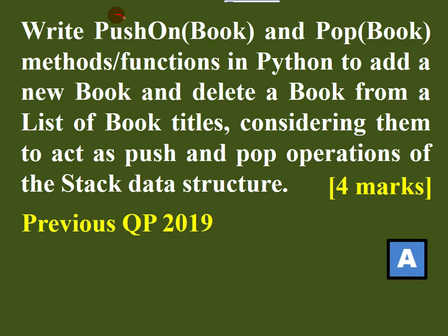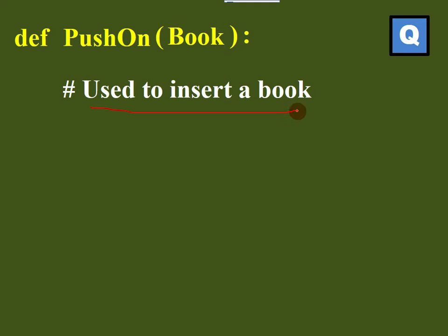Let me start with the first one, push on. In order to create a function, use the keyword def followed by the name of the function. It is given in the question paper as push on, followed by function symbol and colon. In the question paper there is only one argument, the list that implements the stack, that is passed to this function. Certainly it's better to write a docstring.